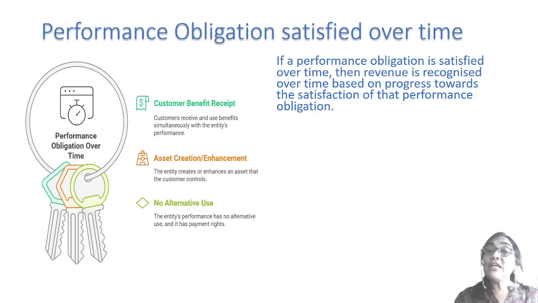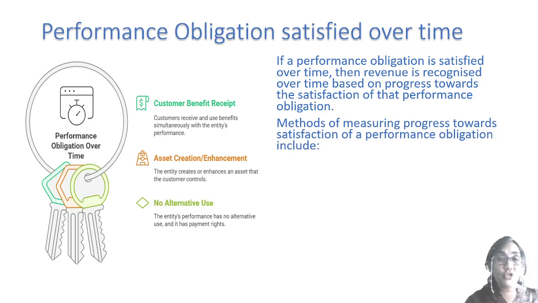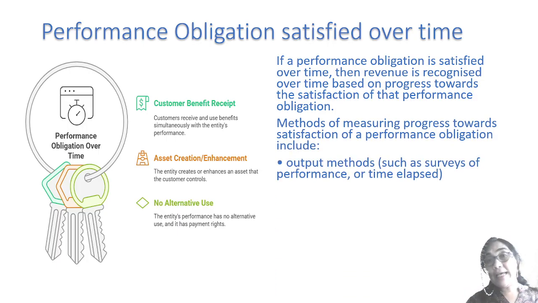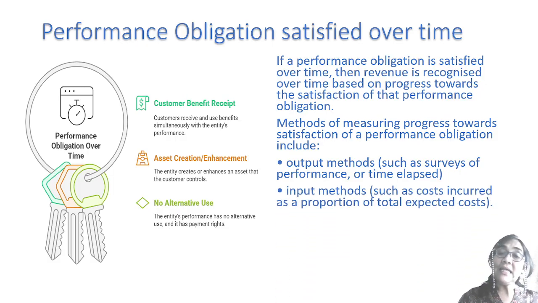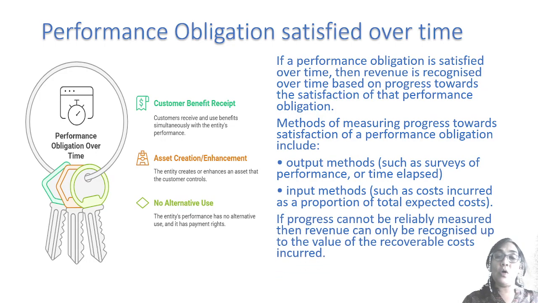If the performance obligation is satisfied over time, the revenue is recognized over the time period based on the progress towards satisfaction. There are two ways in which the progress can be measured. First is based on the output method, that is surveys or time lapsed. Second is the input method, that is the cost incurred with respect to the estimated total cost.